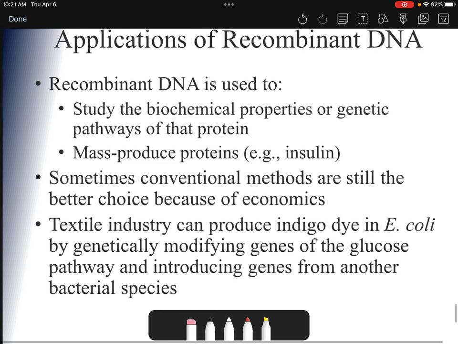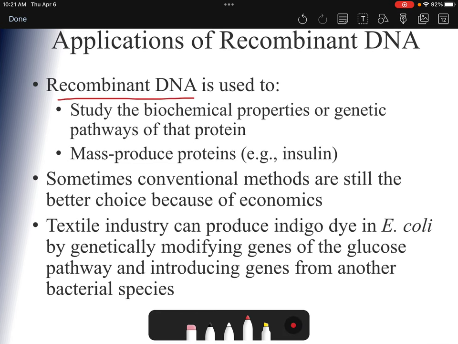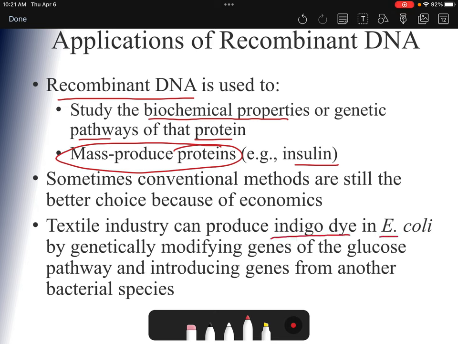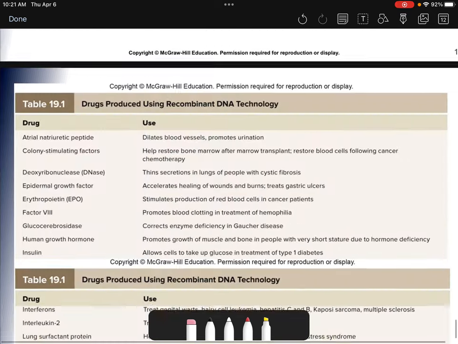Again, why do we use recombinant DNA technology? What are some applications? Study biochemical properties or genetic pathways of a protein, mass-produce proteins such as insulin. Sometimes it's just simpler and easier to use conventional methods, but if we can mass produce it cheaper, more cost effectively, then that's a good way to go. If you think of any of you that wear blue jeans, the indigo dye, they have actually genetically engineered E. coli to produce that indigo. So that's always interesting.